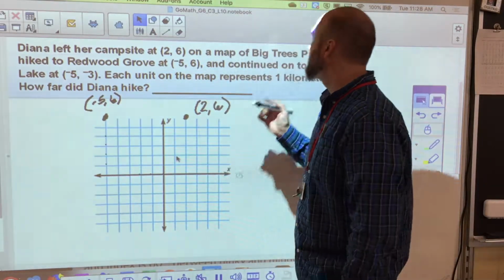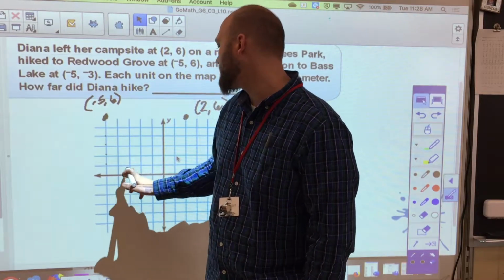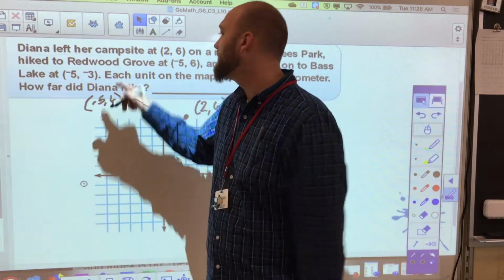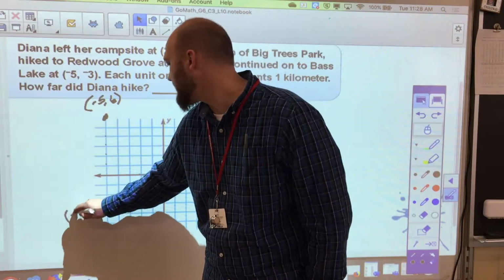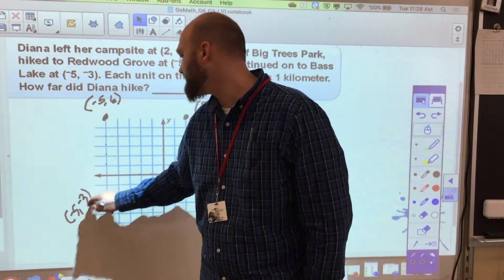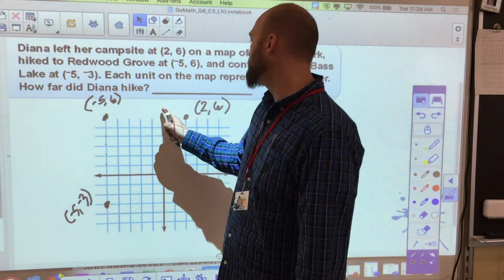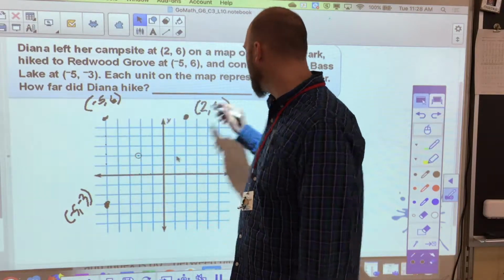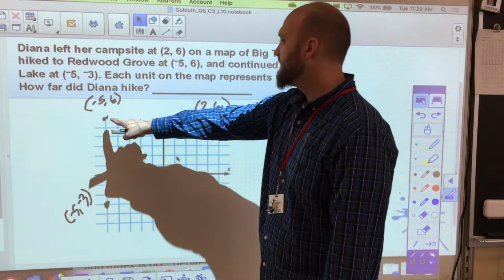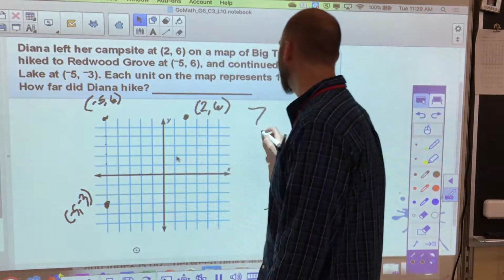And from there, she's going to continue to Bass Lake at -5, -3, which means run before you jump: -5, then 1, 2, 3 down, so -5, -3. If I'm counting them, by all means I can. I'd go 1, 2, 3, 4, 5, 6, 7, and I'll put that 7 over here. Then continue 1, 2, 3, 4, 5, 6, 7, 8, 9.